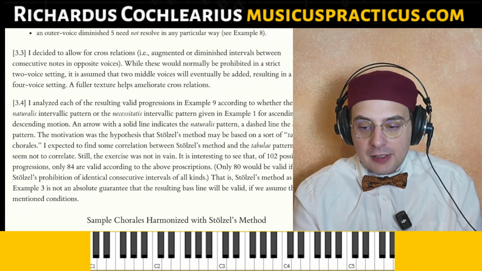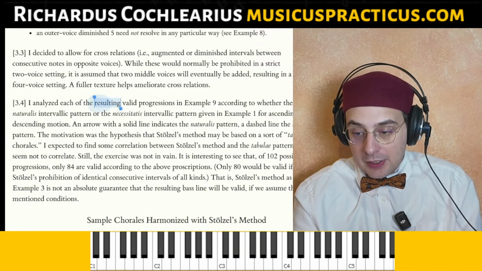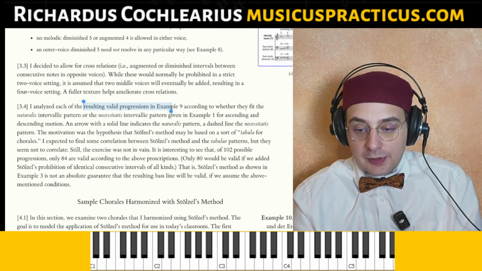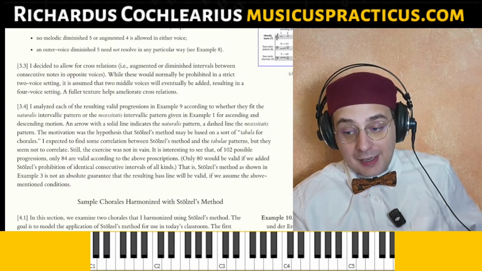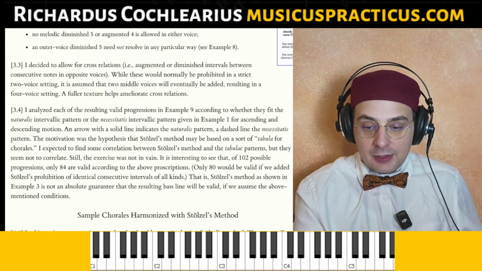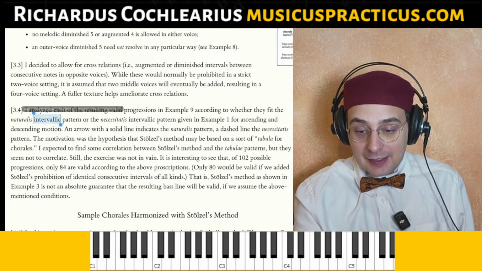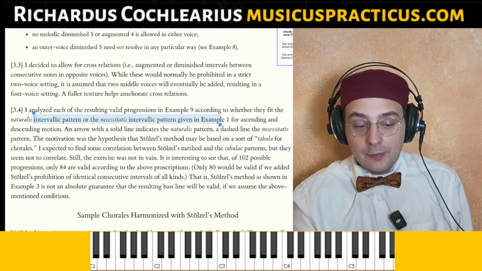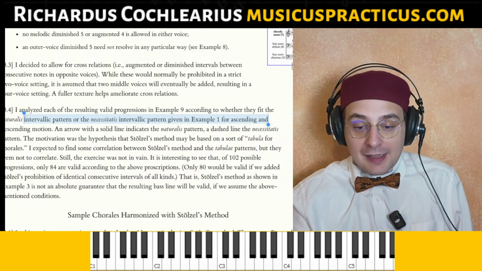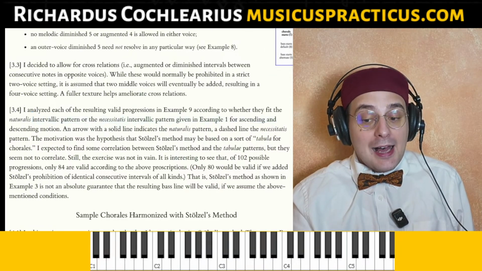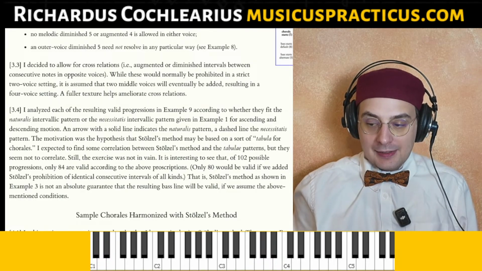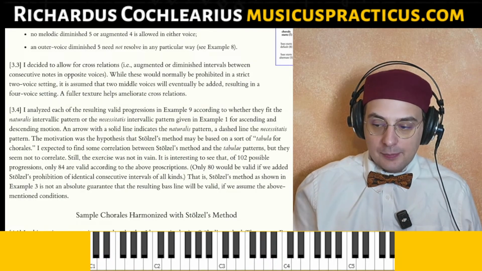I analyze each of the resulting valid progressions in example 9 according to whether they fit the naturalis intervallic pattern or the necessitatis intervallic pattern given in example 1. Watch the previous streaming for ascending and descending motion. An arrow with a solid line indicates the naturalis pattern, a dashed line the necessitatis pattern.